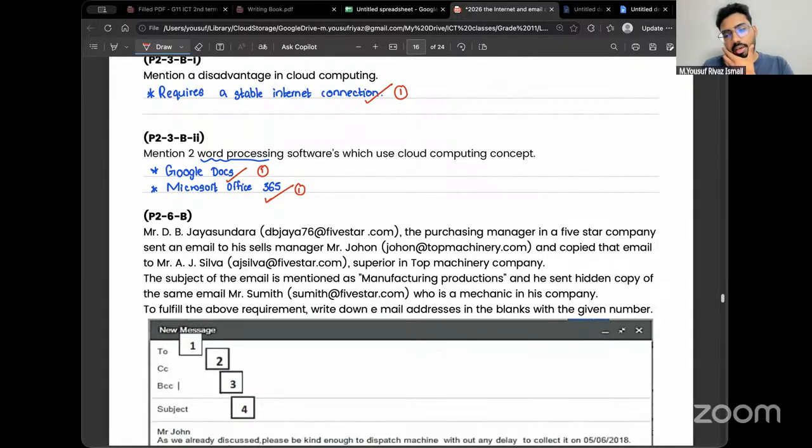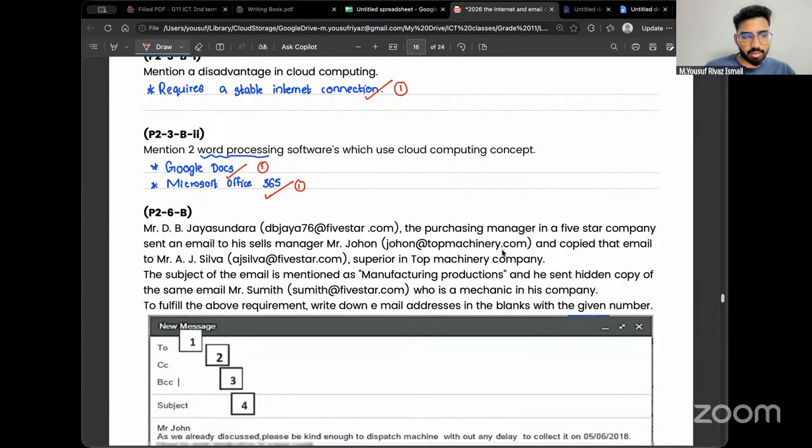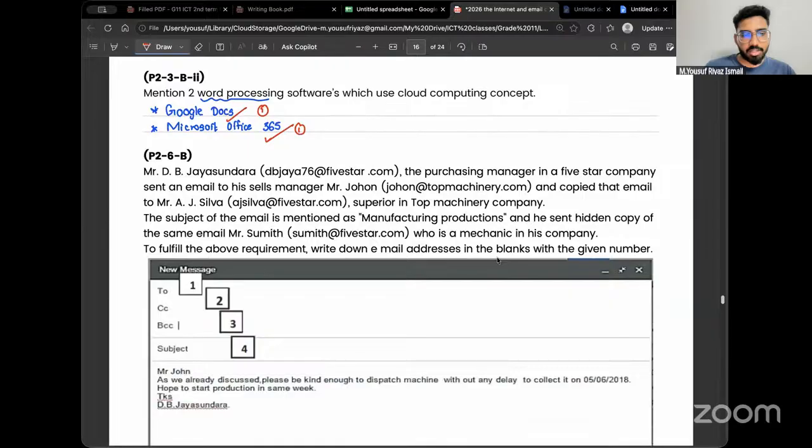I put MS Word web version. Cut that word. You can give marks, but cut the words web version and put Microsoft Word 365. There's a name for that. It's called 365.